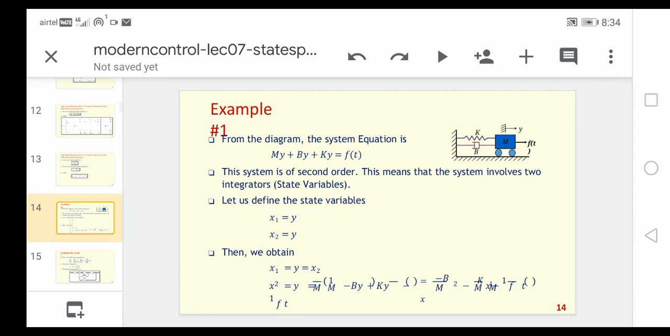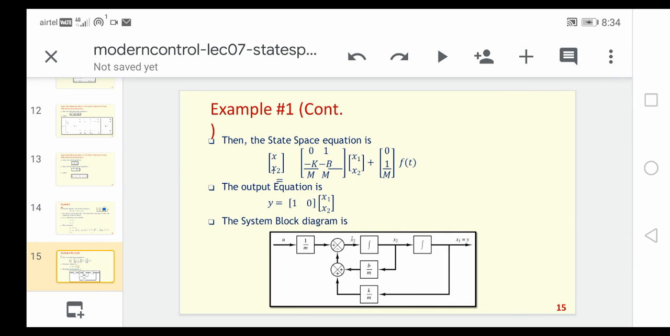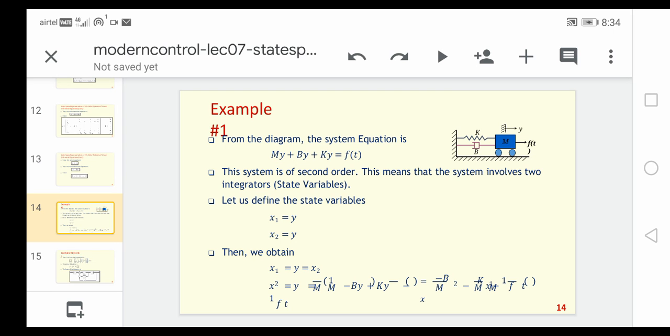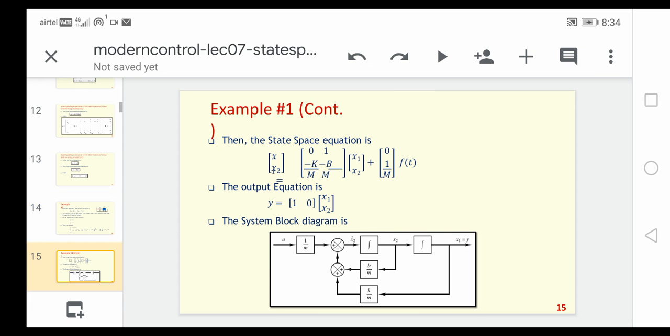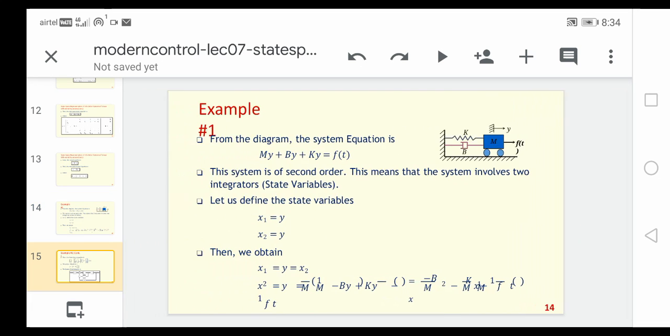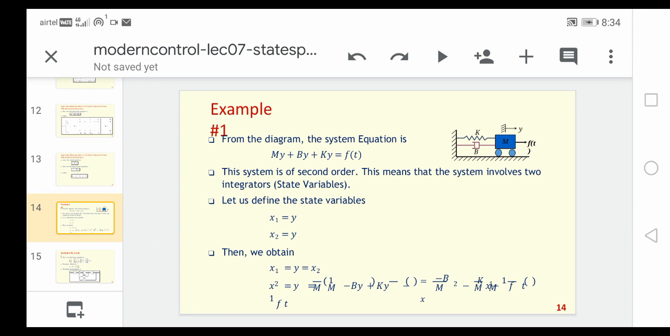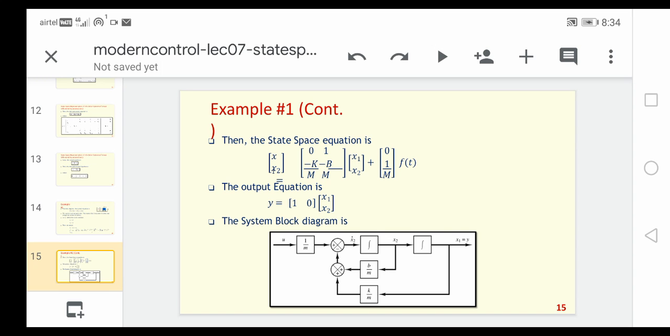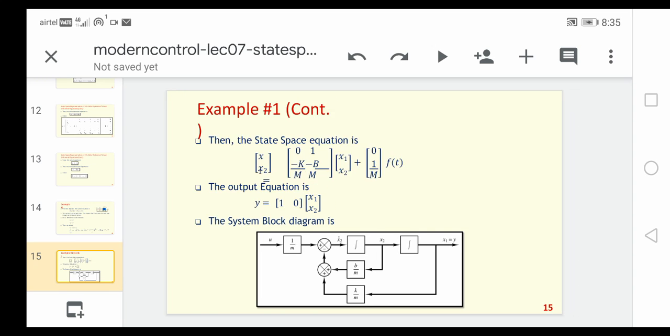x1 is equal to y, so x1 dot is equal to x2, which gives you 0 and 1. x2 dot is equal to, with x1 equal to y, which equals x2, so x1 dot equals x2, that means 0 and 1. Similarly x2 dot is obtained from these values, which you write down, and then the output equation, after that the block diagram representation.